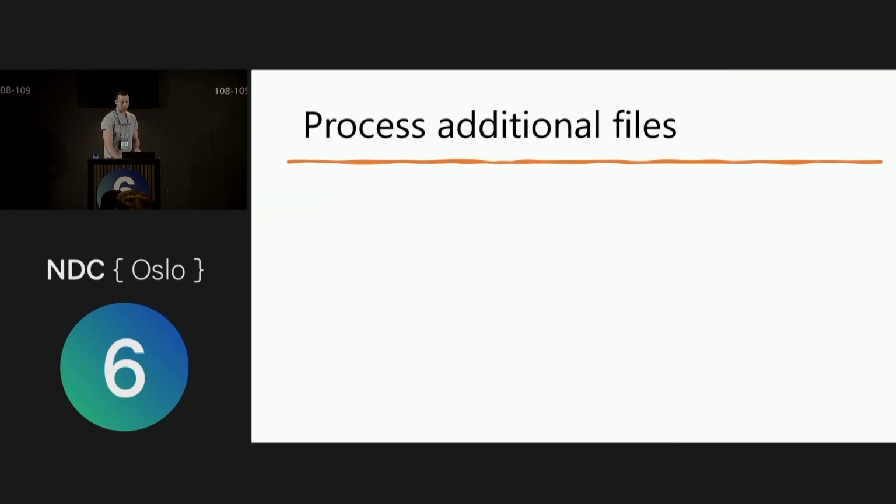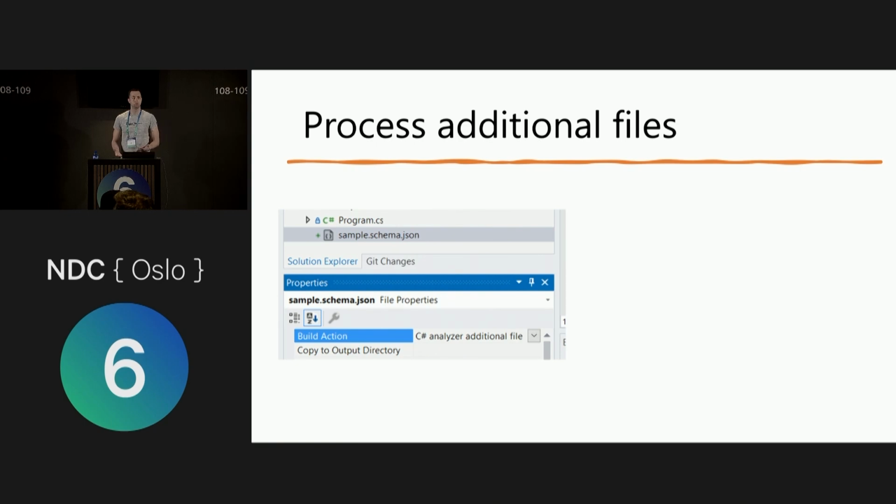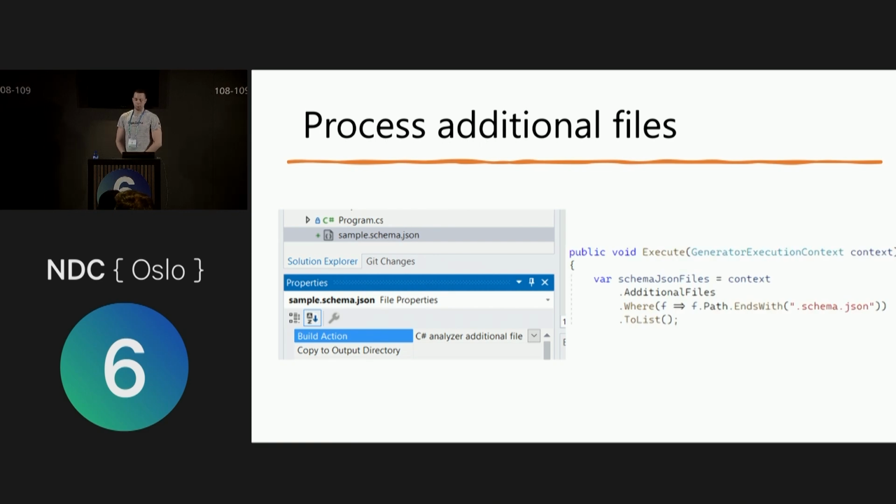Yeah, we had that. Just a couple more things you could do. One probably important thing is you can use additional files. So if you have a schema file, any data file, Excel files, whatsoever, you can mark them with a build action as C# analyzer additional file. In MSBuild, it would just be called AdditionalFiles. And these would be available in the generator as well. So you could read that file. For example, it could be a protobuf file, could be a schema JSON file, and generate classes from that. So that's quite useful.